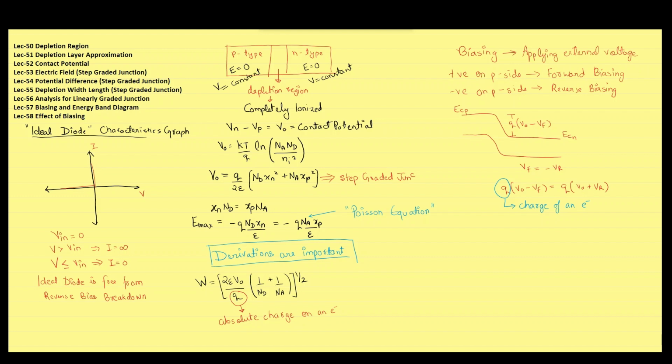Also, when we apply biasing or an external voltage, then the formulas are also changed. Like for the depletion width formula, the formula changes to this. Simply for reverse biasing, you have to replace V0 with V0 plus VR, or in the forward bias condition, you have to replace V0 with V0 minus Vf.